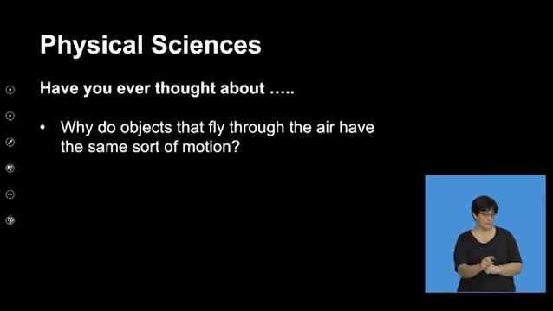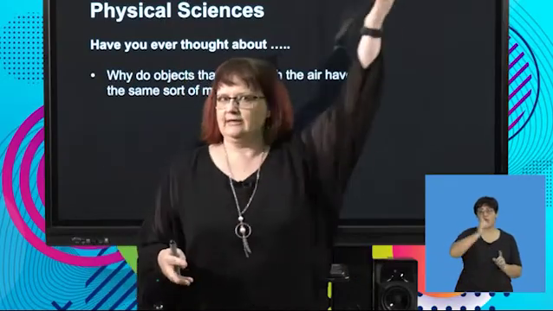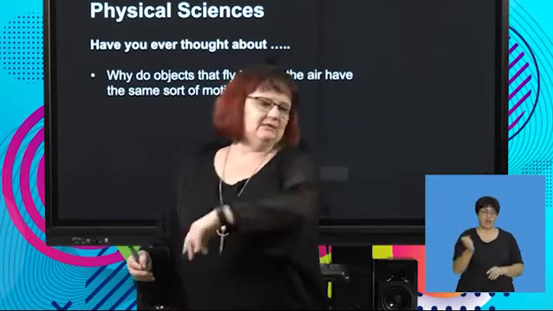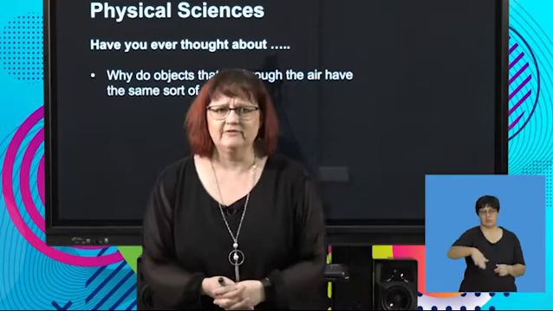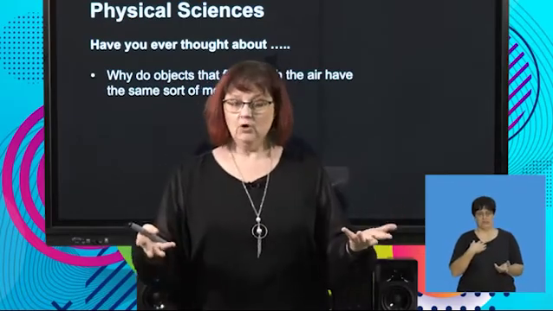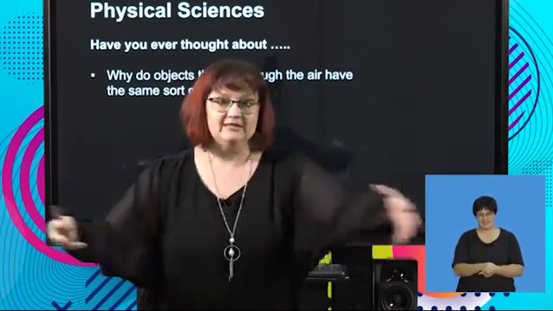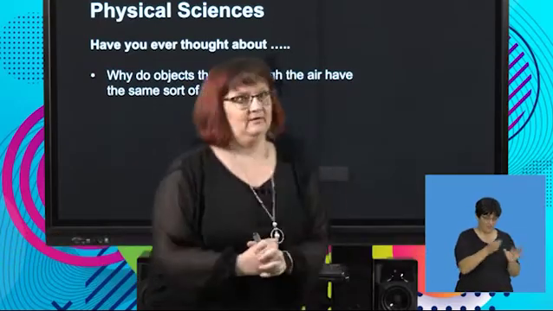In vertical, why do objects that fly through the air have the same sort of motion? This is all about vertical projectile motion. This is all about objects that get thrown and get dropped and get bounced, and we all know it turns into a bit of a nightmare for some of us, but it's a nice section. Okay, we've gone through all the bits and pieces, now we're going to put it all together.